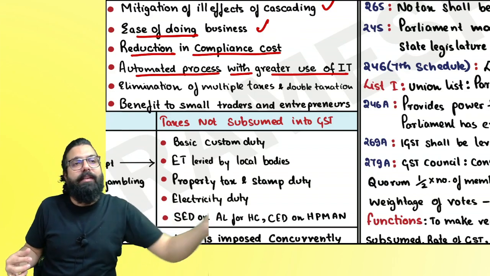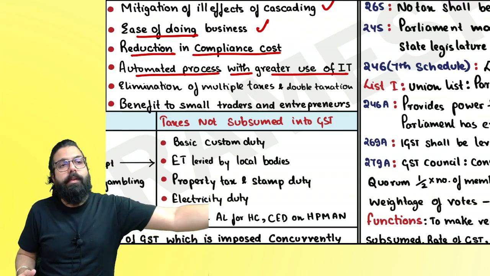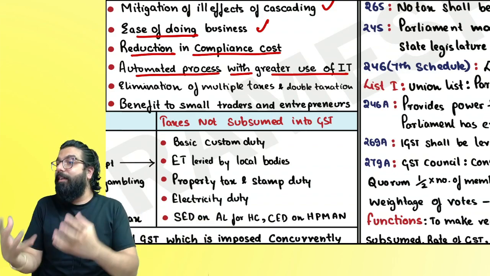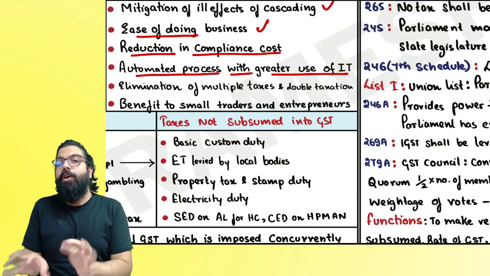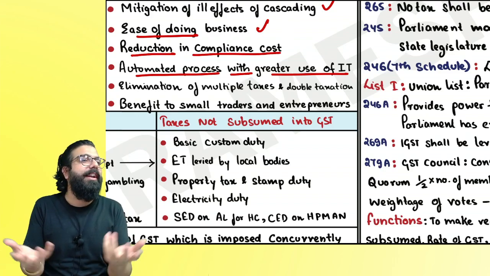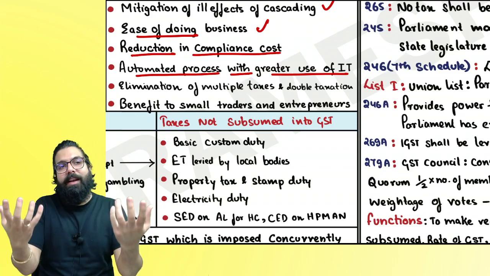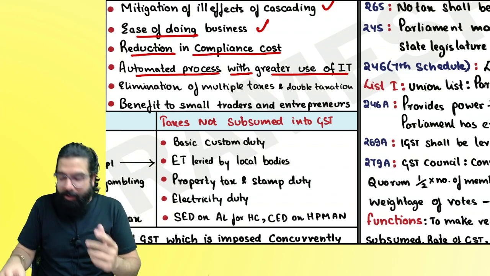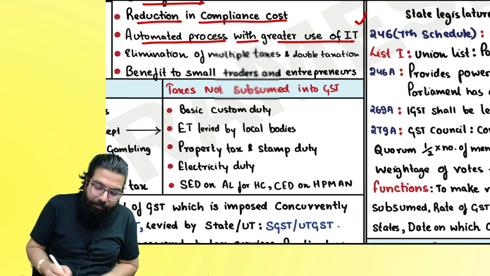Now under GST, what is happening? For getting a refund, registration, making payment, what do you do? You go online to gst.gov.in and make the payment, take registration, take refund, etc. So information technology is being used.